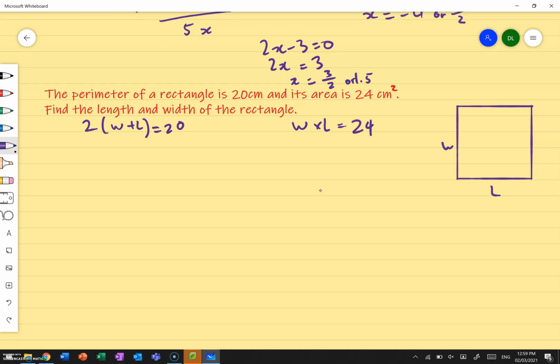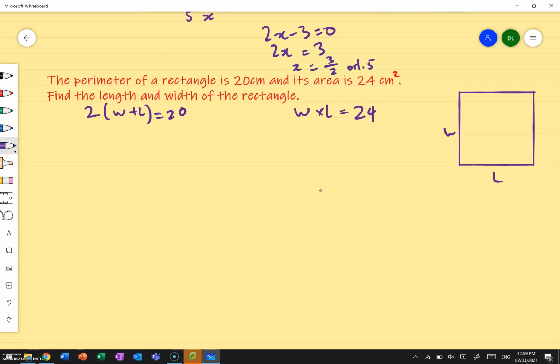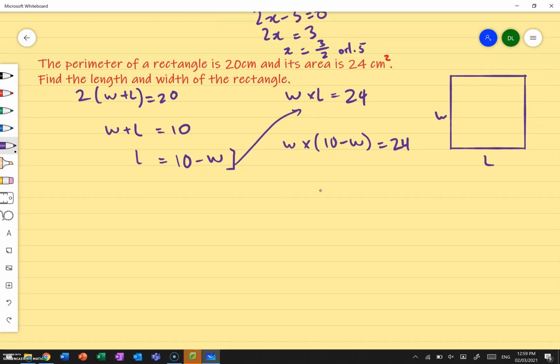Okay. With that in mind, I'm going to go ahead and divide both sides by 2 over here. So I get W plus L equals 20 divided by 2, which is 10. I'm going to get L by itself, take away the W, so 10 take away W gives me L. I'm going to substitute this equation right here, and I end up with W times (10 take away W) equals 24.